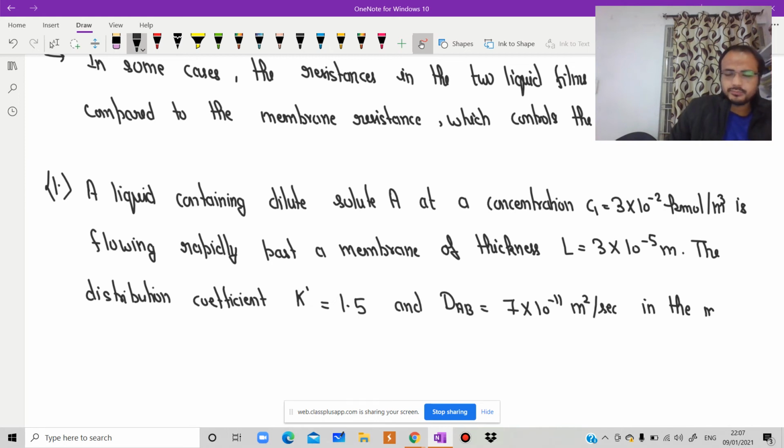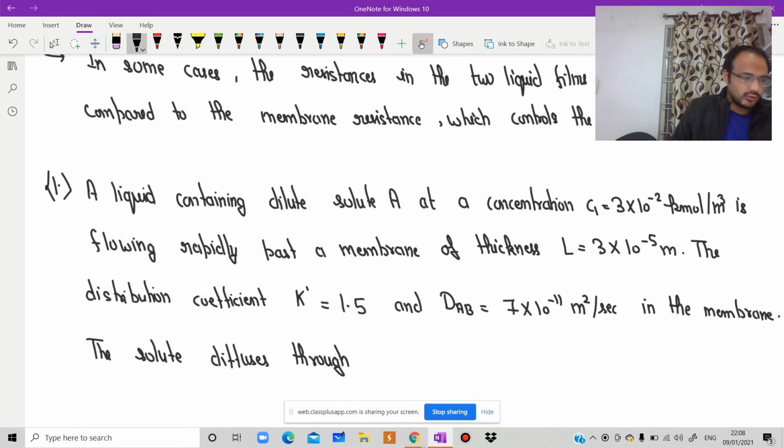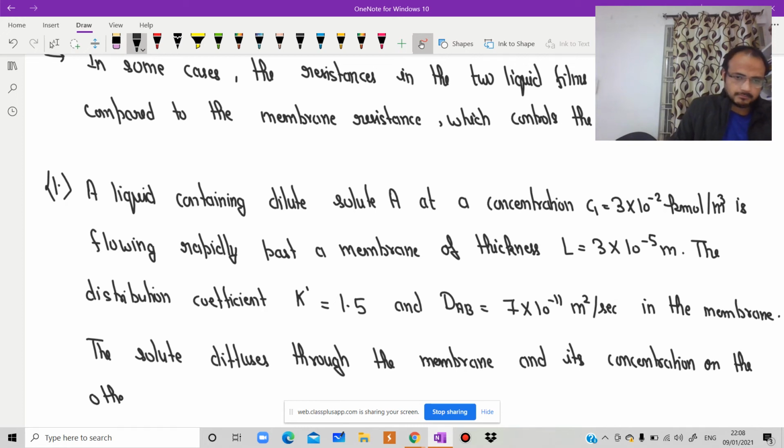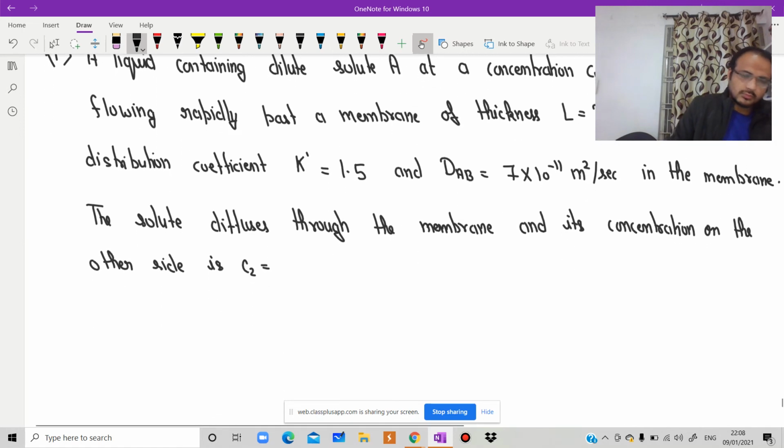Meter square per second in the membrane. In the membrane, the solute diffuses through the membrane, and its concentration on the other side is C2 equal to 0.50 kilomole per meter cube.